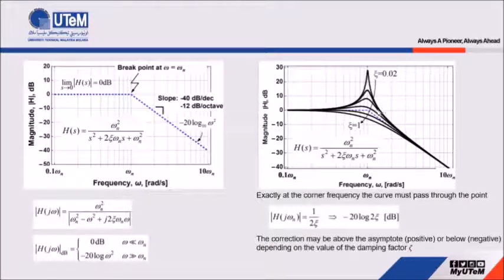So this is the exact Bode plot that we can draw, where the curve depends on the value of zeta, which refers to this formula where H(j omega n) equals 1 over 2 zeta. From here, in dB we can change it to negative 20 log 2 zeta. The exact corner frequency for this Bode plot can be obtained by applying this formula, which depends on the value of zeta from 0 to 1. The correction may be above the asymptote, which is positive, or below, which is negative, depending on the value of the damping factor or damping ratio.